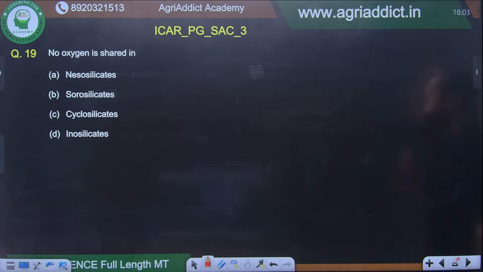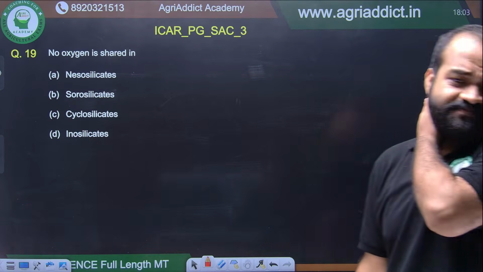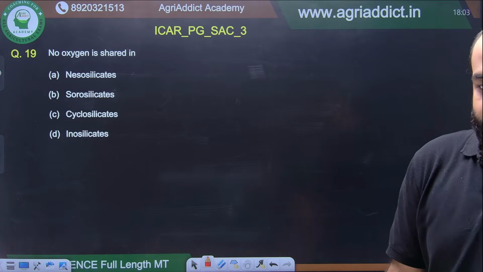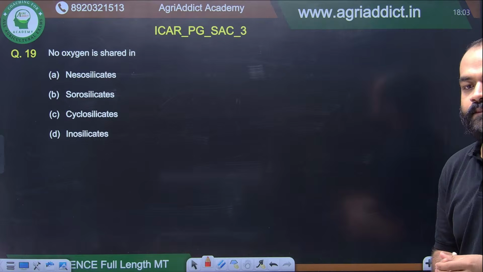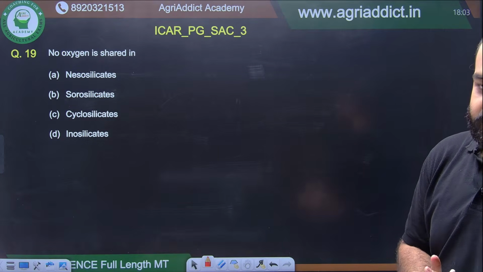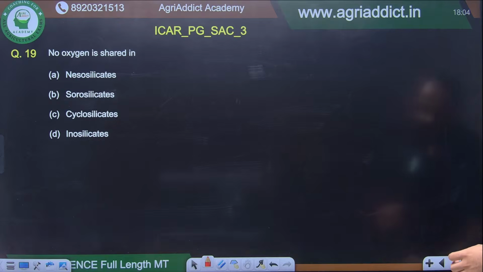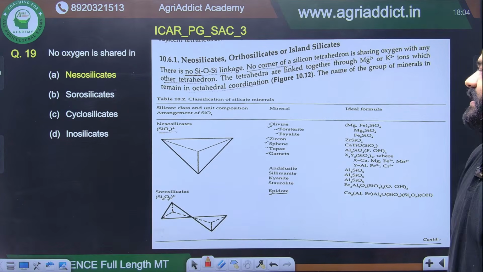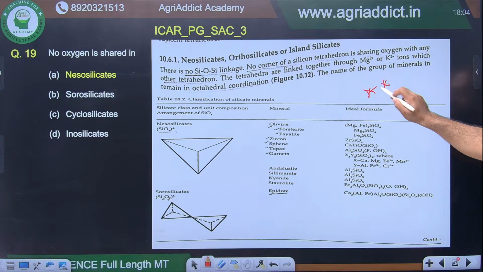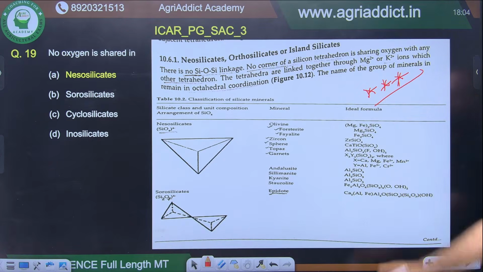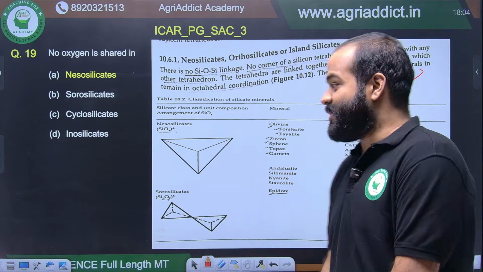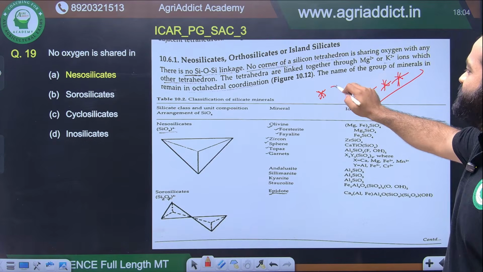No oxygen is shared in what type of silicate? Spurti is telling A, you are telling nesosilicate. Yes, perfect. Again, I cannot stress enough the importance of this table that is there in old ISSS and new ISSS. Read from wherever you want to read, memorize from wherever you want to memorize. But this table is extremely important.